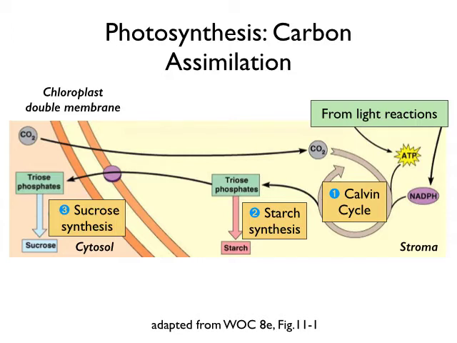Eventually, the 3 carbon molecules, which are actually phosphorylated, so they are triose phosphate, shown by the green box in this slide. Ultimately, they can either be converted into a storage form of sugar that we've seen that plants use called starch. That happens in the stroma. Or those triose phosphates can be transported outside of the chloroplast into the cytosol, and they can be used to make sucrose.